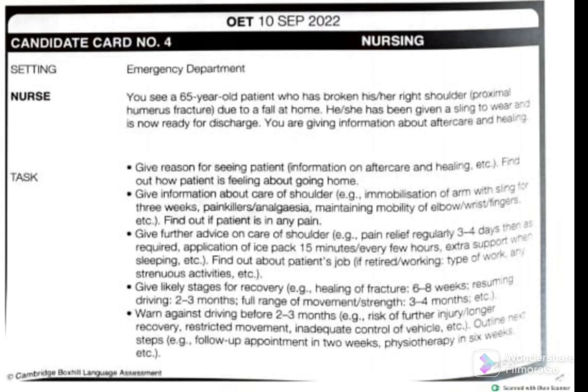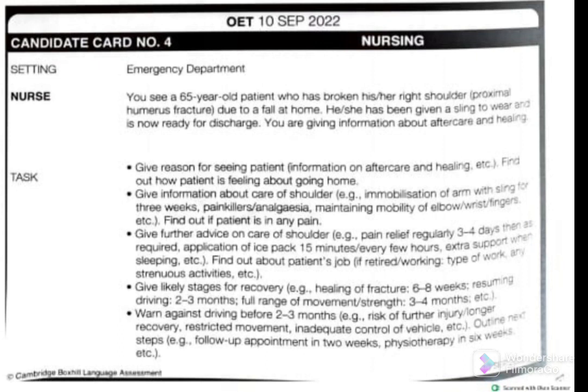But what is your next task? Give further advice on care of the shoulder. For example, pain relief regularly for 3 to 4 days, then as required. Application of an ice pack for 15 minutes every few hours. Extra support when sleeping. That means the patient told you that there is pain. So we can tell that no need to worry, Miss Maria. This is quite normal for everyone who has an injury on the shoulder. And at your home, I would like to tell you some pain relief measures, like regularly for 3 to 4 days you can have your medication as per your doctor's instruction.